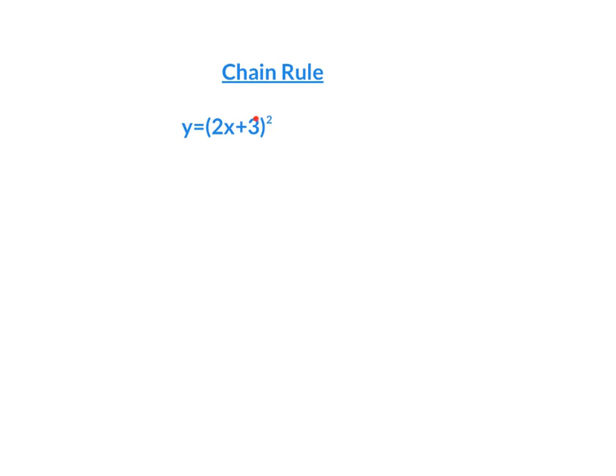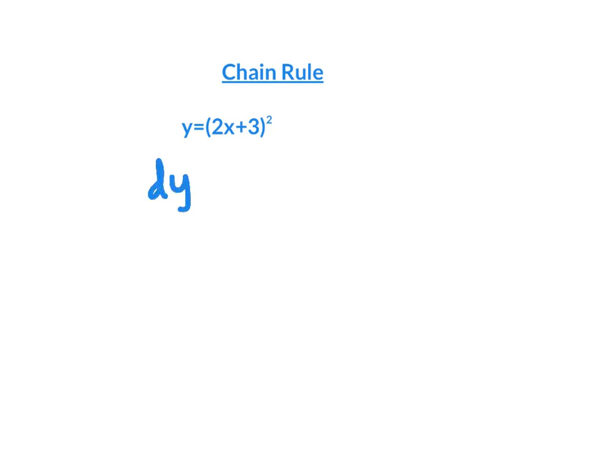When we undo functions like this, we work backwards. So if I wanted to undo this function, I would square root first, then I'd subtract 3, and then I'd divide by 2. When we're differentiating, we work in the same order. I'm going to deal with the outside function first.